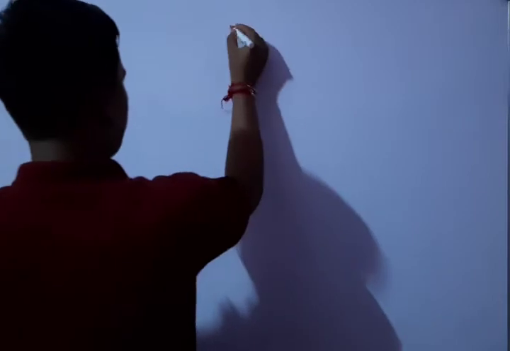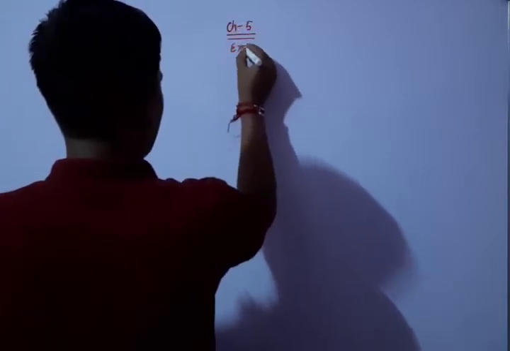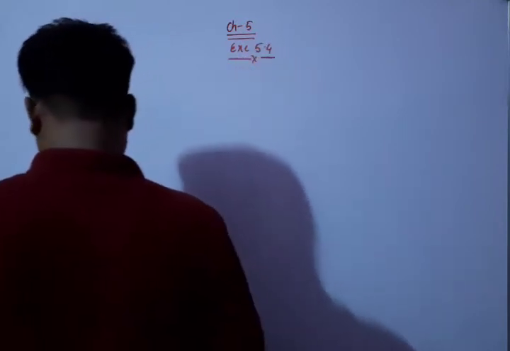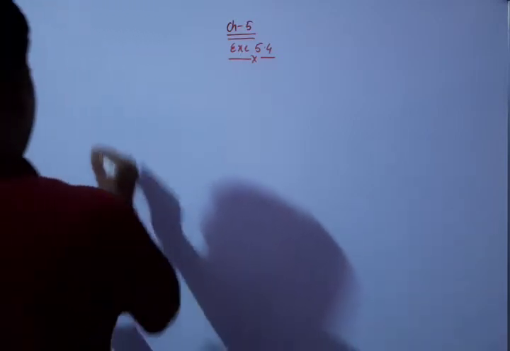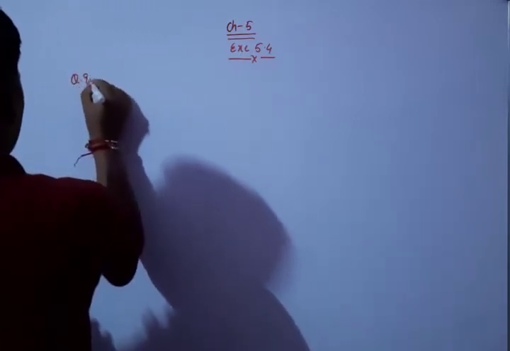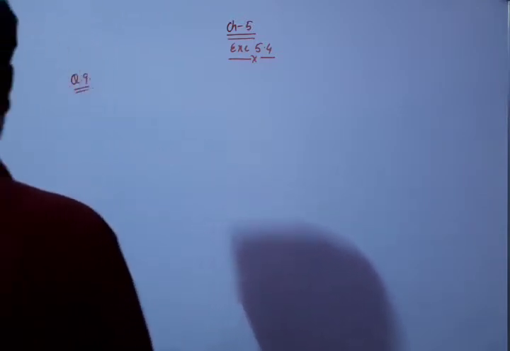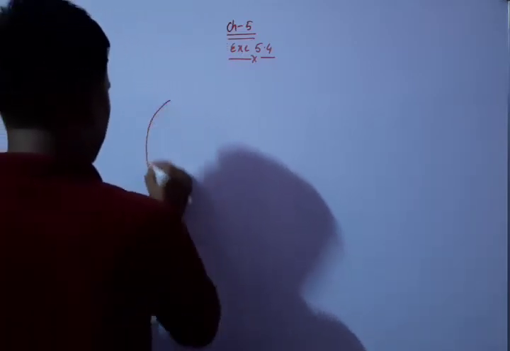We are doing chapter number 5 and exercise number 5.4. We have completed up to question number 9. Question number 9 is: find the angle between the hands of a clock. In it, we are given 3 clocks.